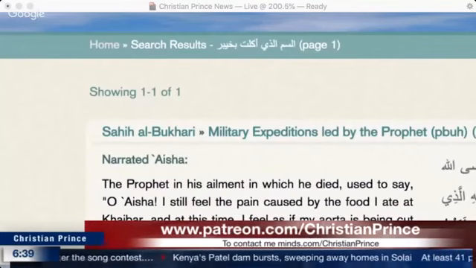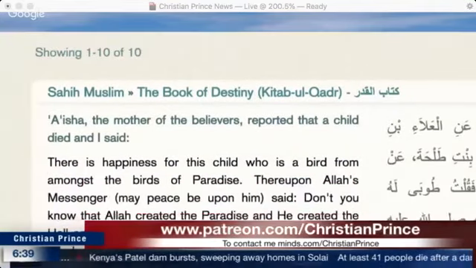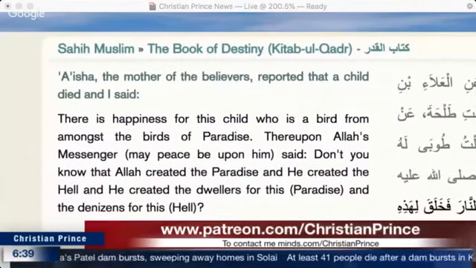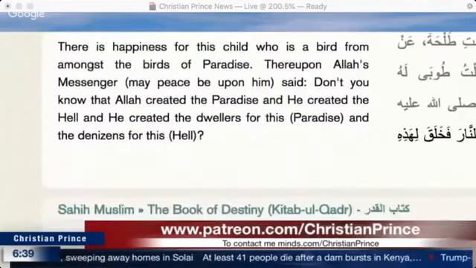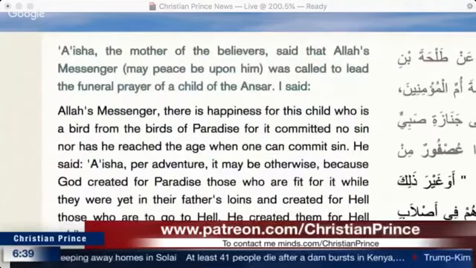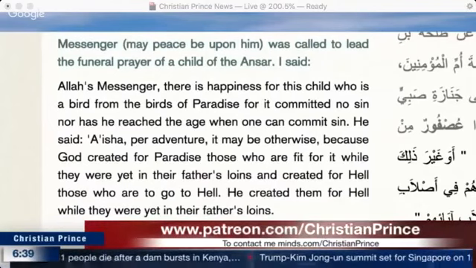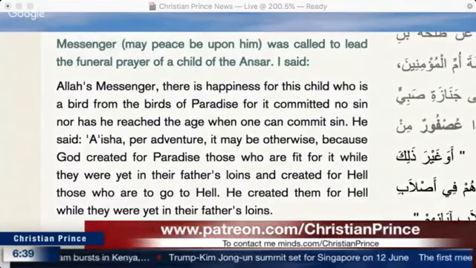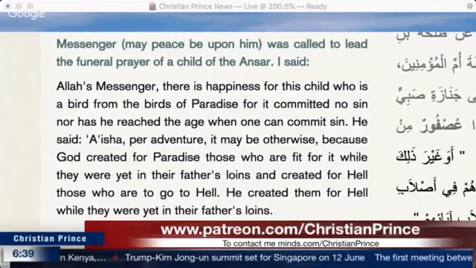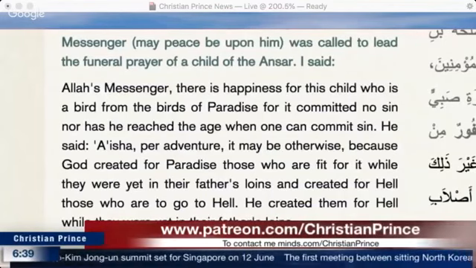If we go to the hadith, we will find Aisha. This is in Sahih Muslim, and the Muslims agree upon this hadith, that Aisha thought that a child who is born, an infant who dies at a very early age, will be a bird from the birds of heaven. He will be a sparrow. So Muhammad did not like what Aisha said, because she's wrong, because Allah decides who will be in heaven and who will be in hell regardless of their sin.